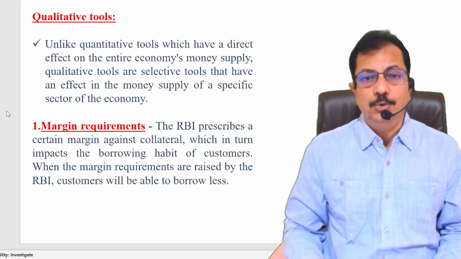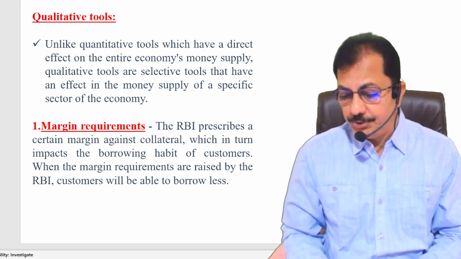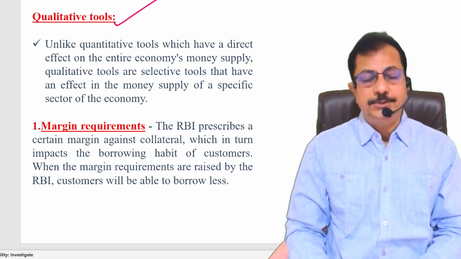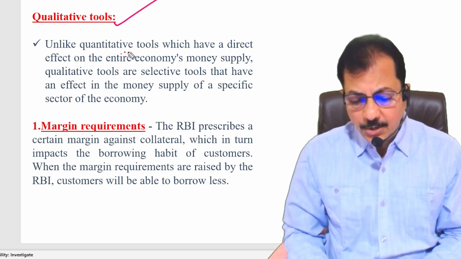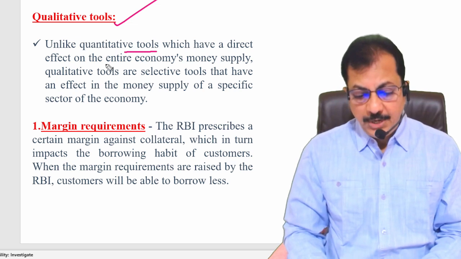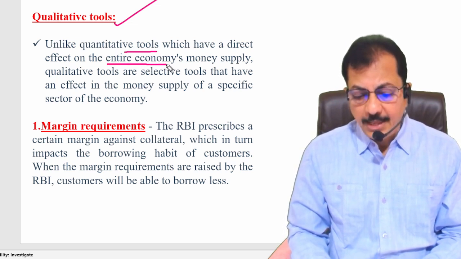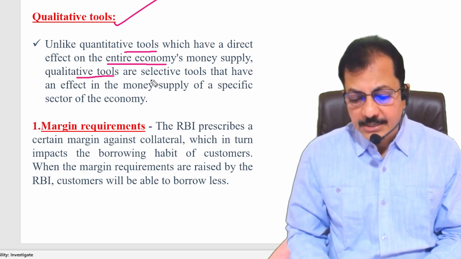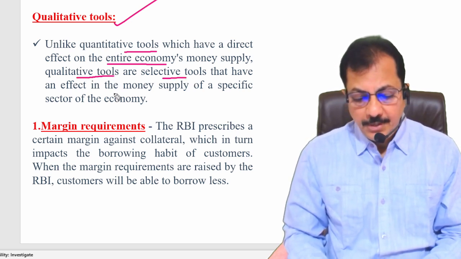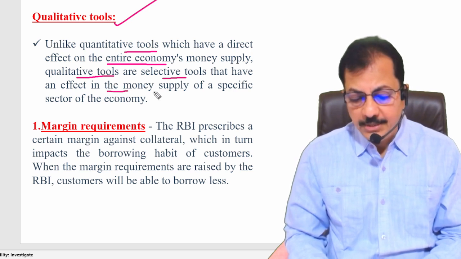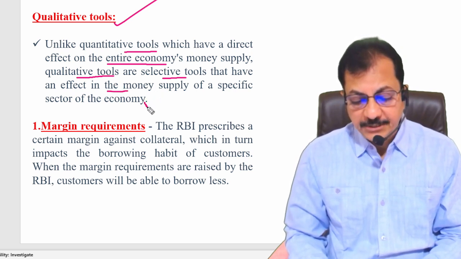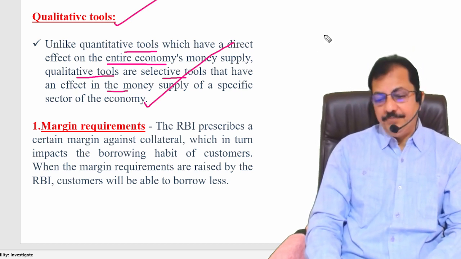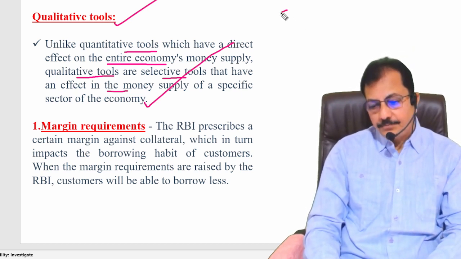Now we'll be looking into the qualitative tools, right? Look at this. When it comes to qualitative tools, unlike quantitative tools which have direct effect on the entire economy's money supply, qualitative tools are selective tools that have an effect on the money supply of a specific sector of the economy. Clear? Very important one.